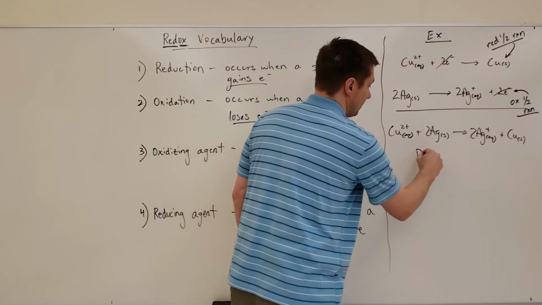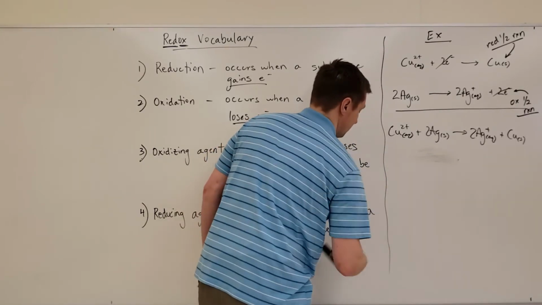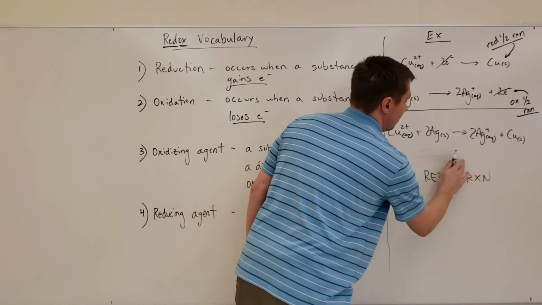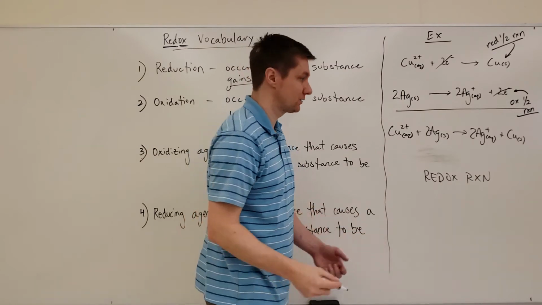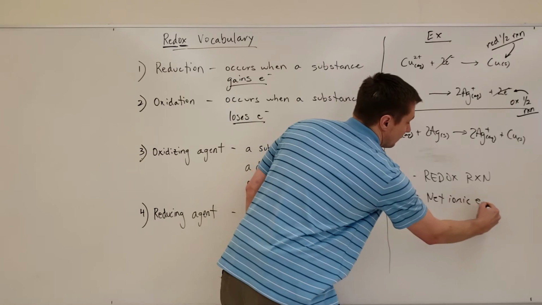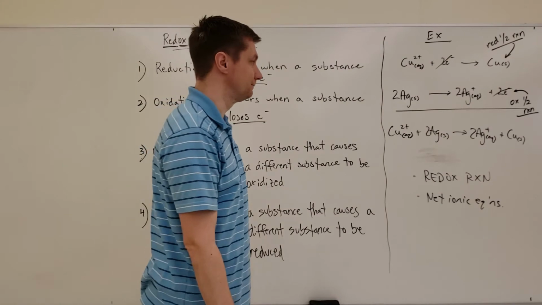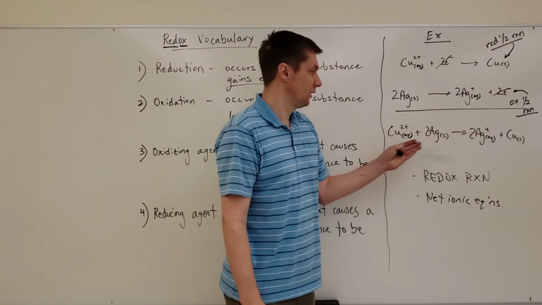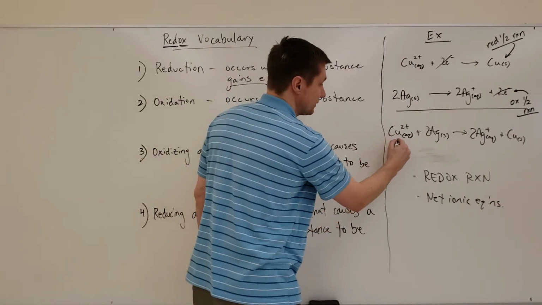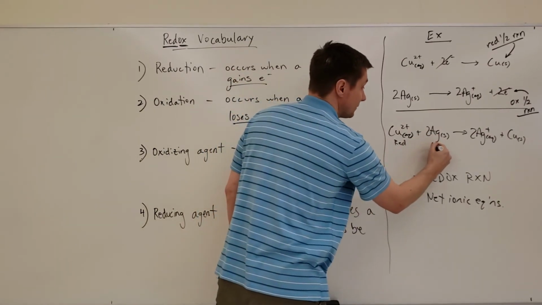And this is my redox reaction. Sometimes redox reactions are referred to as net ionic equations, or net ionic reactions, however you want to say it is fine. And in this reaction, we know that, because this is the reduction half reaction, that the copper 2 positive is being reduced and the Ag solid is being oxidized.